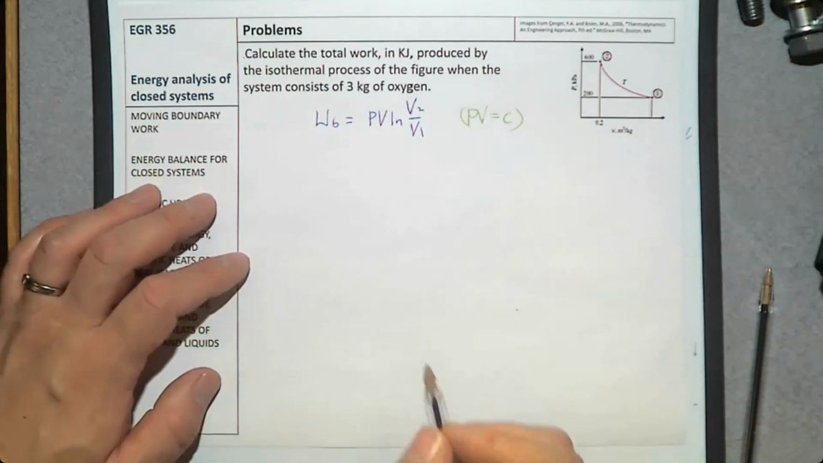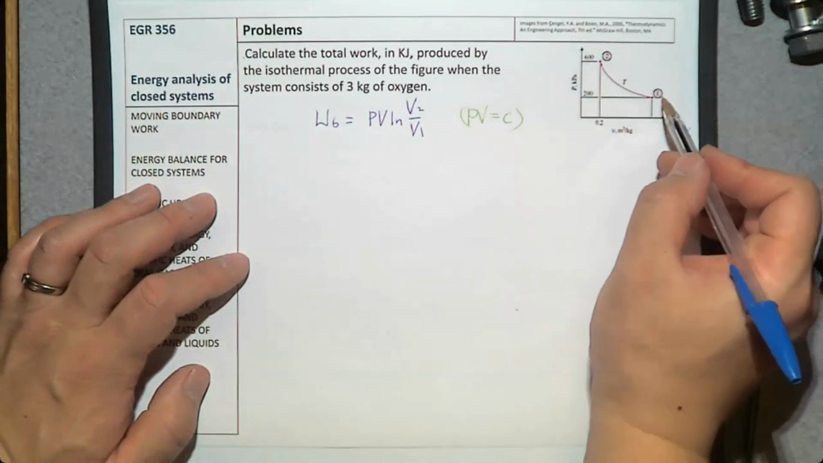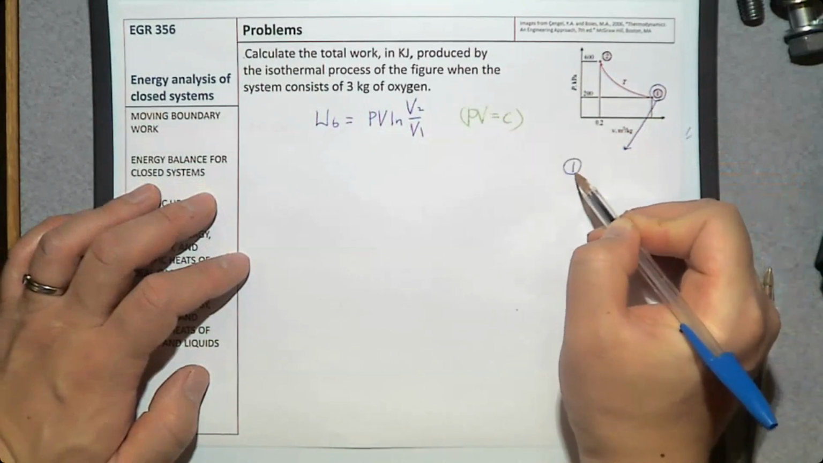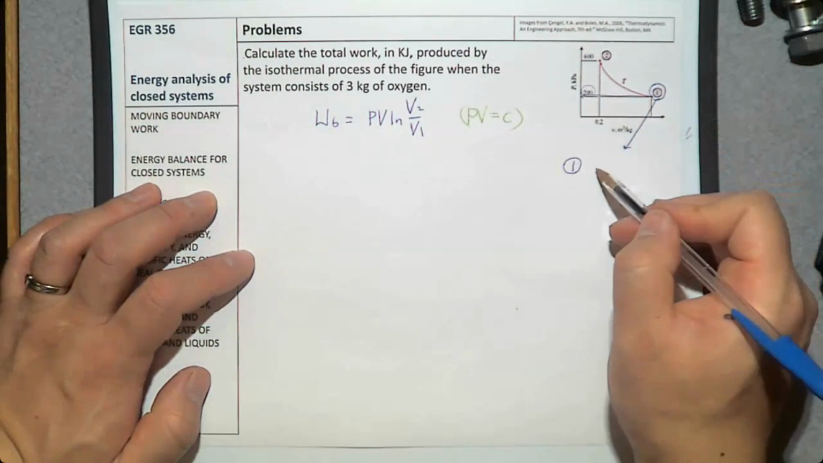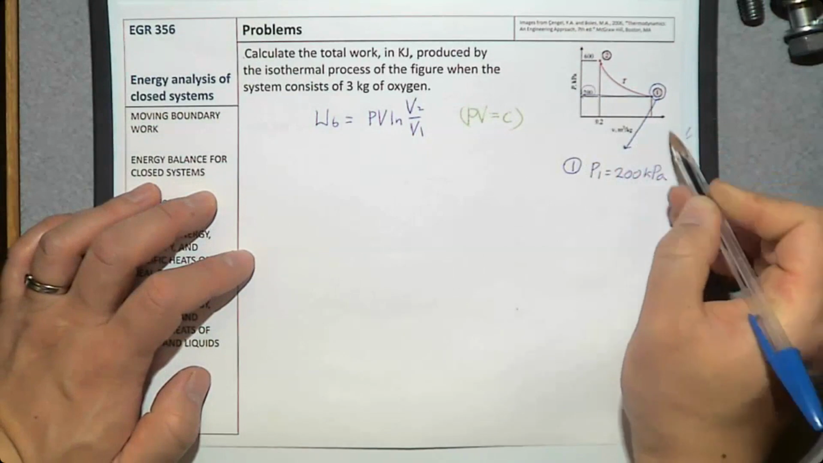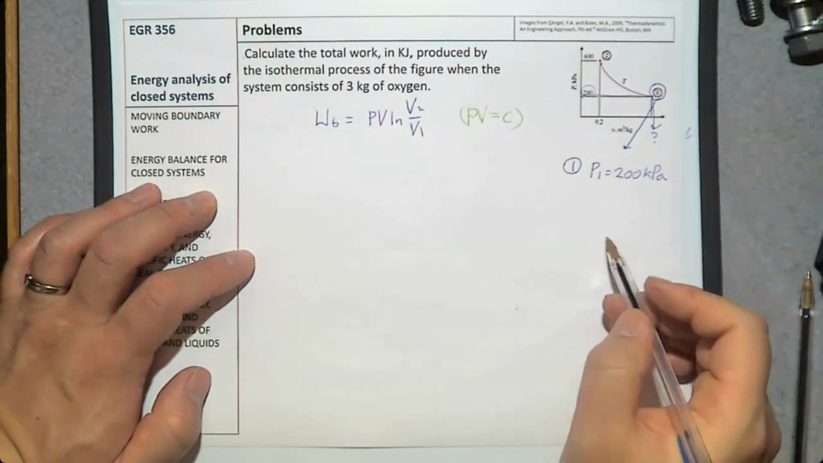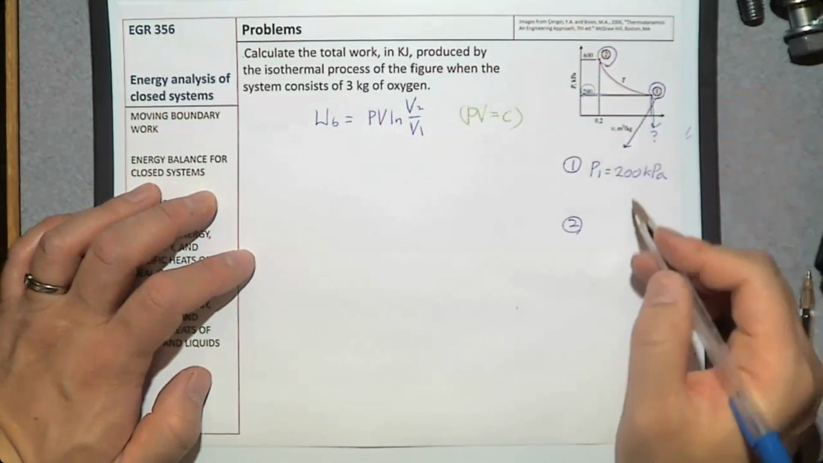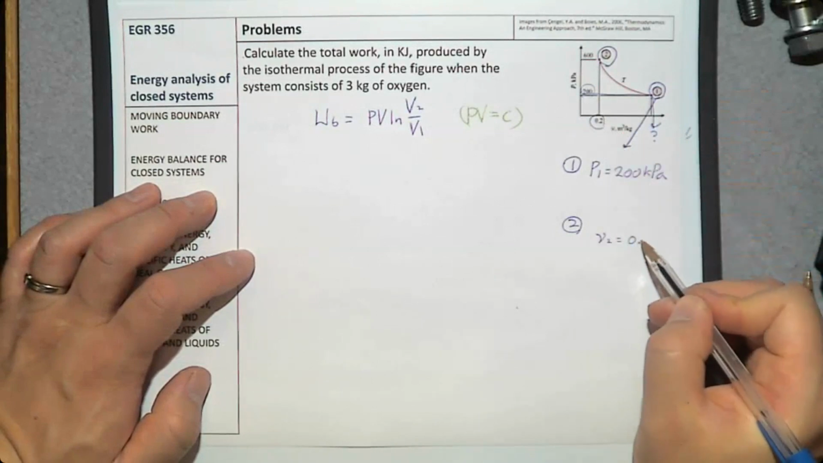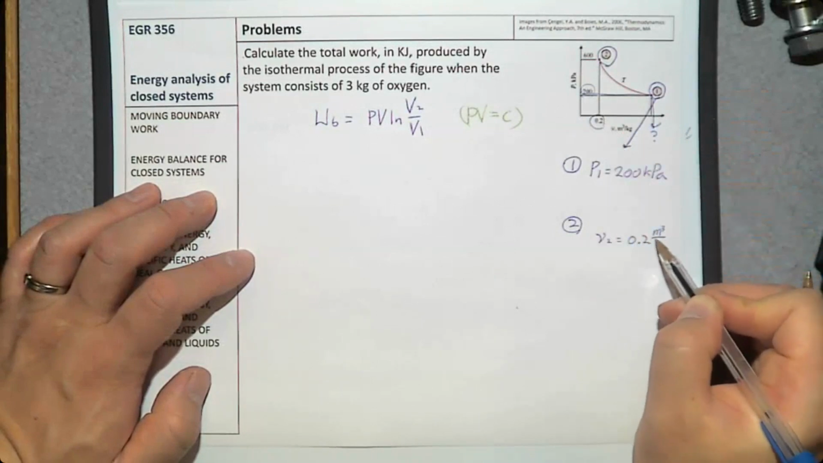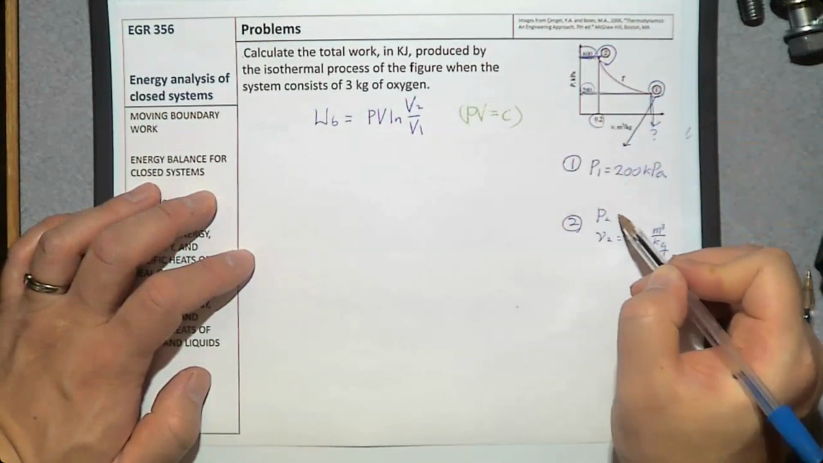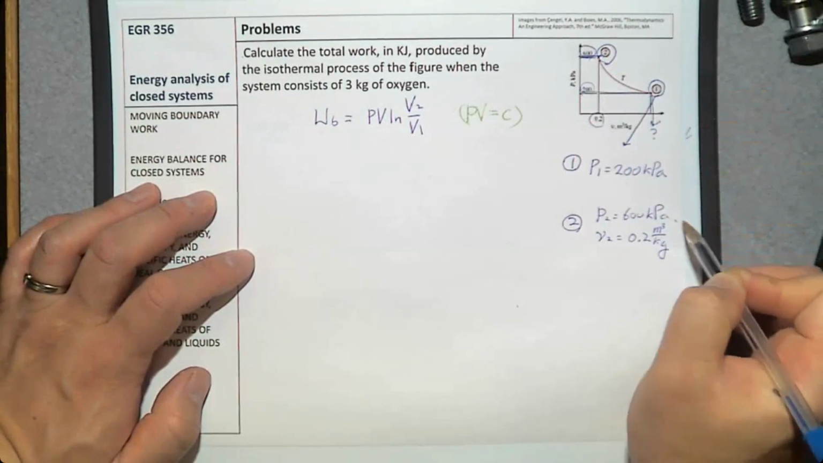So if you want to use this equation, let's see what information we get. So this one is the initial state. At the initial state, what do we know? Pressure 200. P1 is 200 kilopascal. What else? Do we know the volume? Unfortunately, we do not. What about the final state, number 2? The specific volume, v2, is 0.2 cubic meters per kilogram. What about pressure? 600. So P2 is 600 kilopascal.